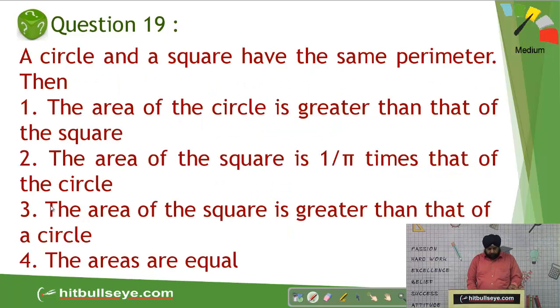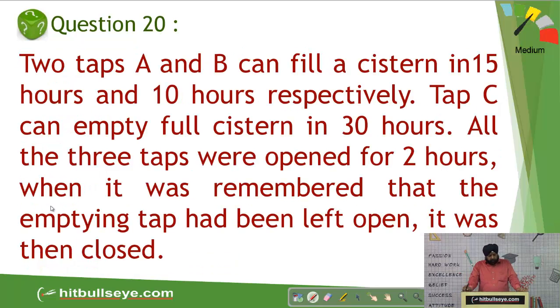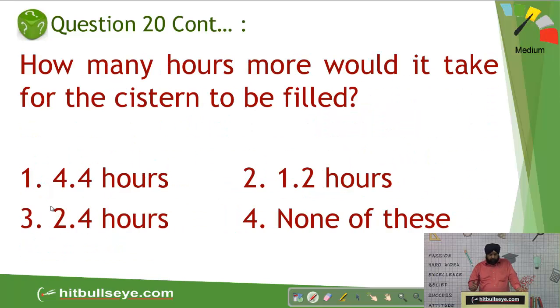Now we move on to the next question. Very simple question. In this you just need the information of area of circle and area of square. I hope you can solve it yourself. This is again for your practice. Again a very simple question of pipe and system. This is again for your practice. Just read it. In this we have to find how many hours more it would take for the system to be filled. Students, try it yourself.